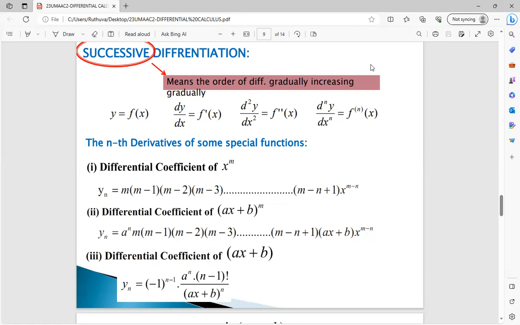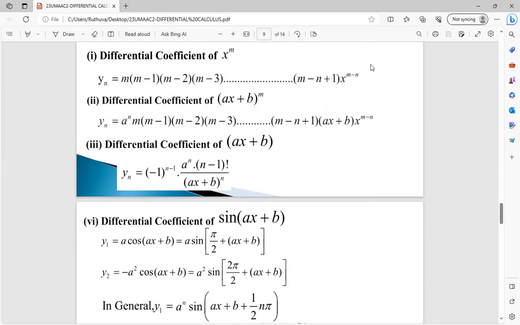Third one, we are going to see the differential coefficient of 1/(ax+b). So the formula is y_n equals (-1)^n a^n (n-1)! divided by (ax+b)^n. These are the basic differential coefficients which we have used in successive differentiation.